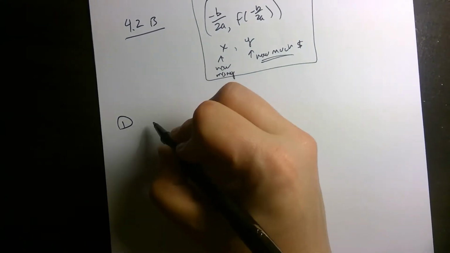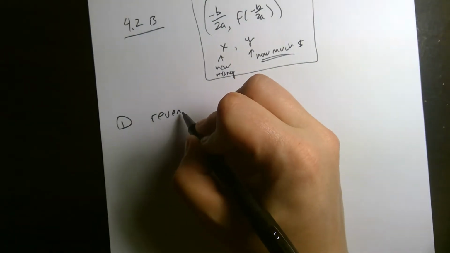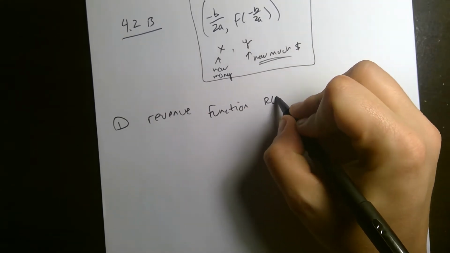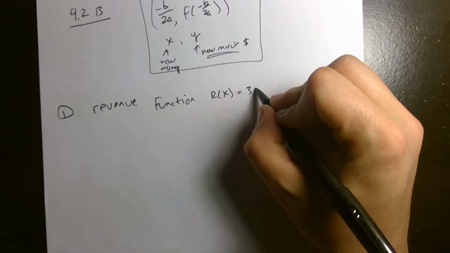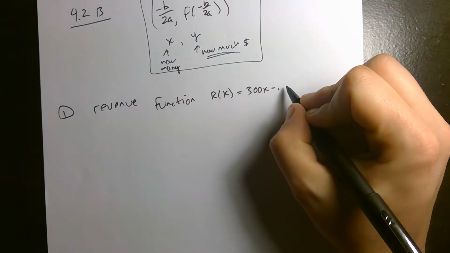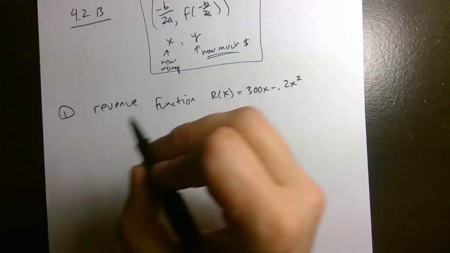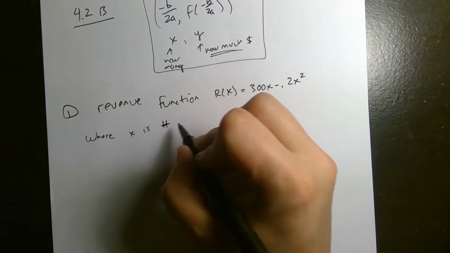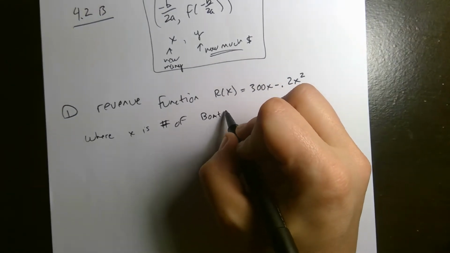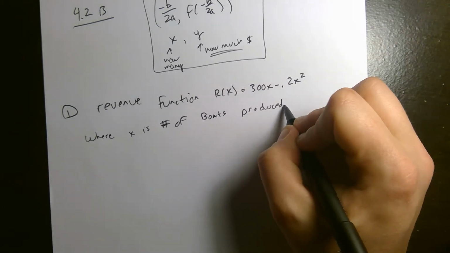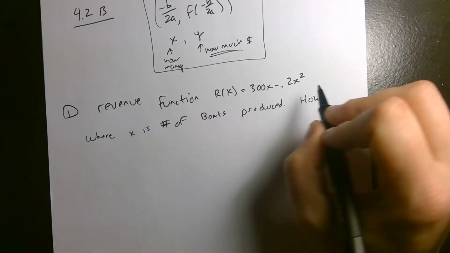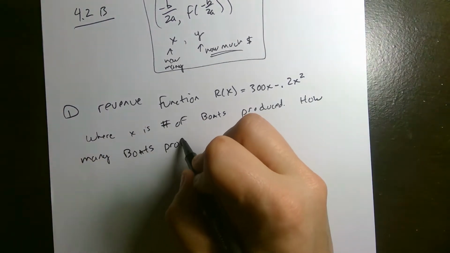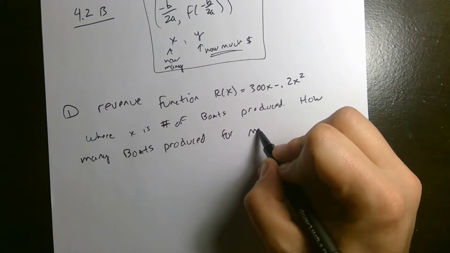So the very first problem is a revenue problem. It's going to give me the revenue function. That revenue function is r of x equals 300x minus 0.2x squared. And this particular function lets me know that x is the number of boats produced. The question is how many boats need to be produced for max revenue.